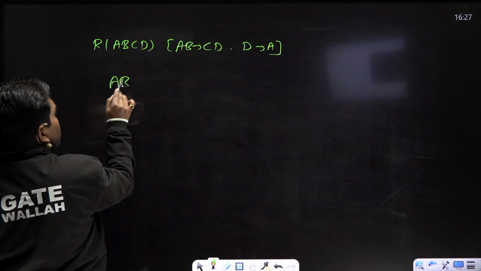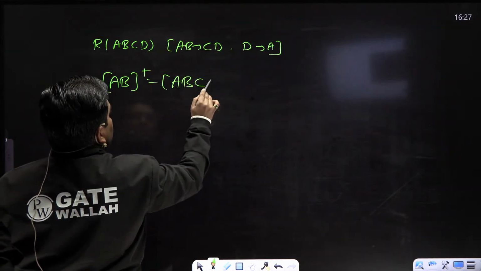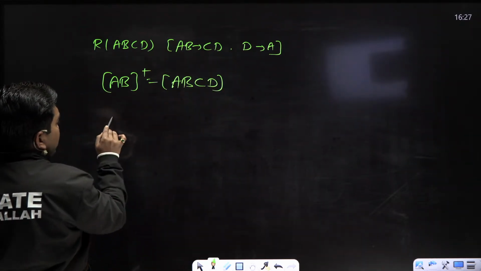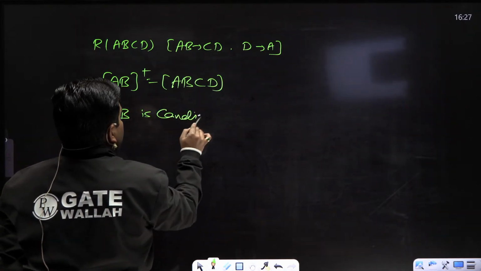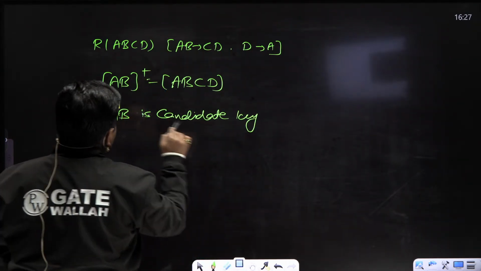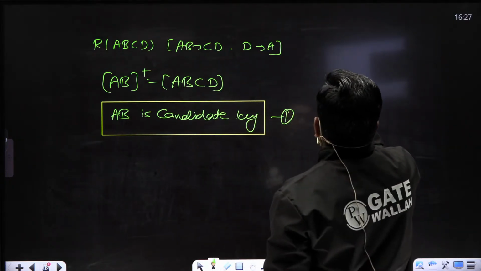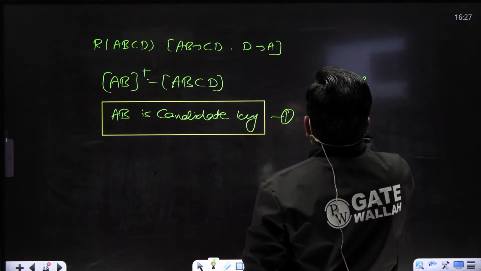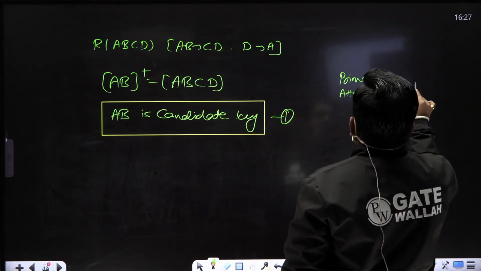First we'll take the closure of AB. What are we getting? A, B, C, D. Now you can see neither from A nor from B alone do we get all attributes. So we can say AB is my candidate key, my dear student. So what are the prime attributes? Here prime attributes are A comma B.